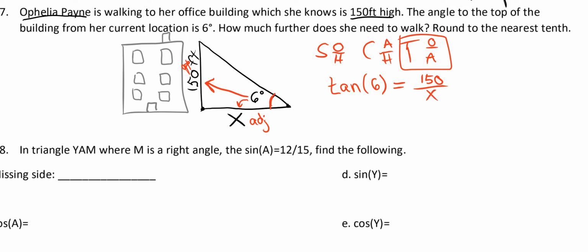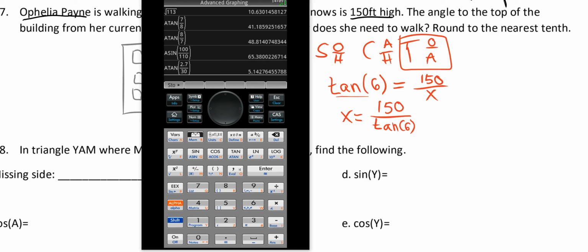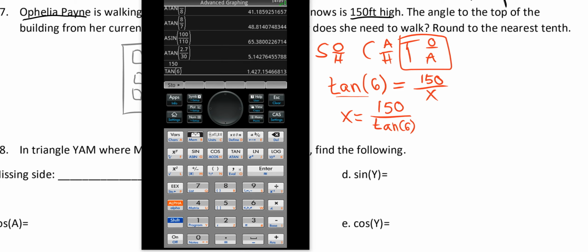So from here, we just have to solve this equation for x. Remember, if the variable's on the bottom, you just divide by that trig function. So we're going to say x is equal to 150 divided by the tangent of 6. From there, all you do is put this in your calculator to solve. So we're going to say 150 divided by the tangent of 6. Hit enter. And there we go.